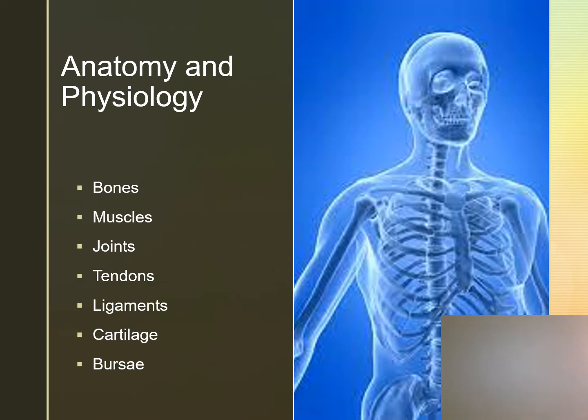Cartilage is a firm, dense type of connective tissue that reduces friction between the articular surfaces. It also helps absorb shock and reduces stress on the joints. Types include hyaline or articular, costal, semilunar, fibrous, and elastic. And bursae are small sacs that are filled with synovial fluid that help reduce friction between different areas.